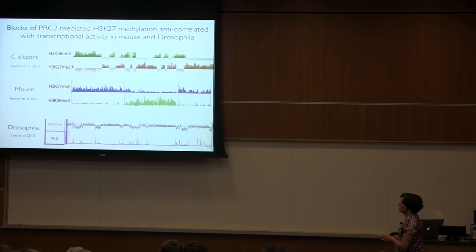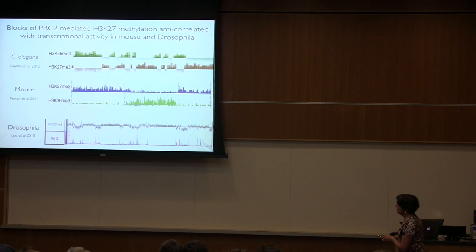But very excitingly and interestingly, in the mouse and in Drosophila very recently, people have shown that there are extended blocks of H3K27 dimethyl that look very similar to the trimethyl that we see in the worm genome, that are anti-correlated with H3K36 trimethyl. Here you can see in the mouse.